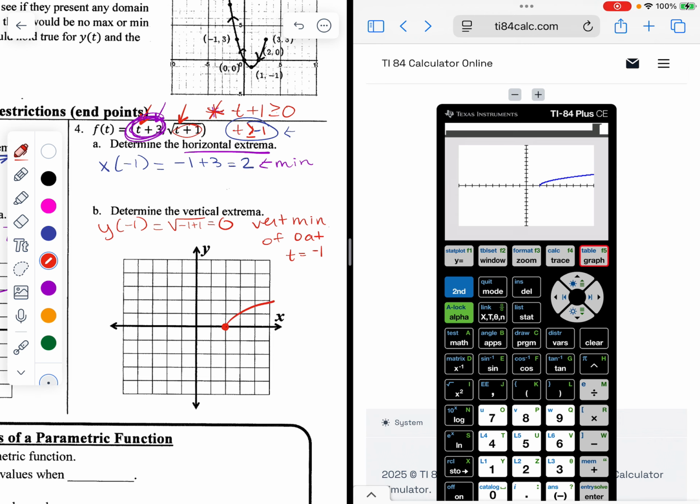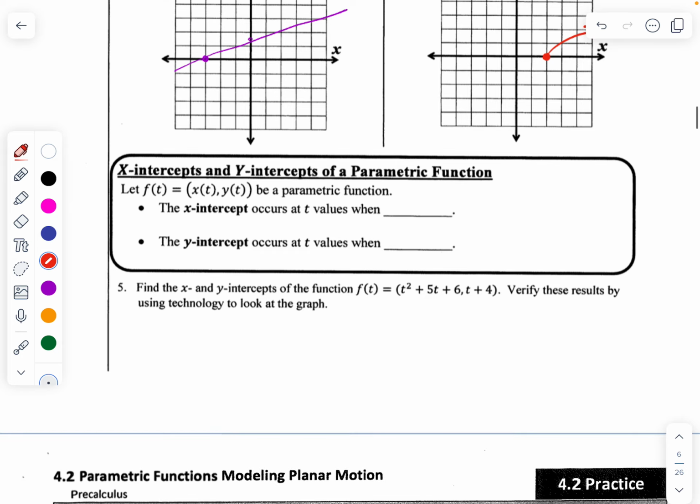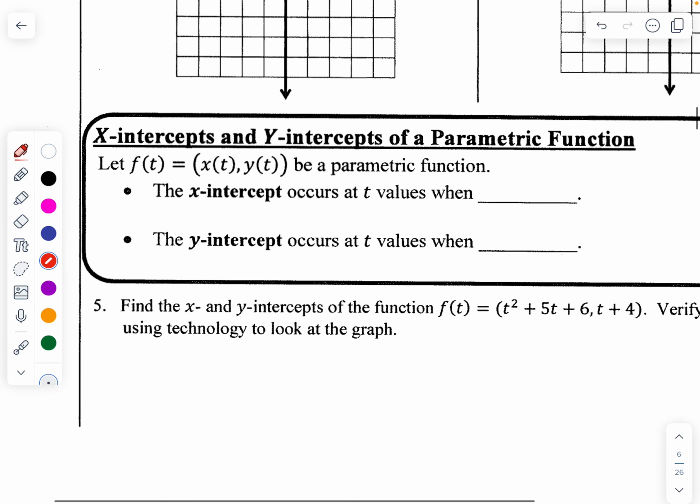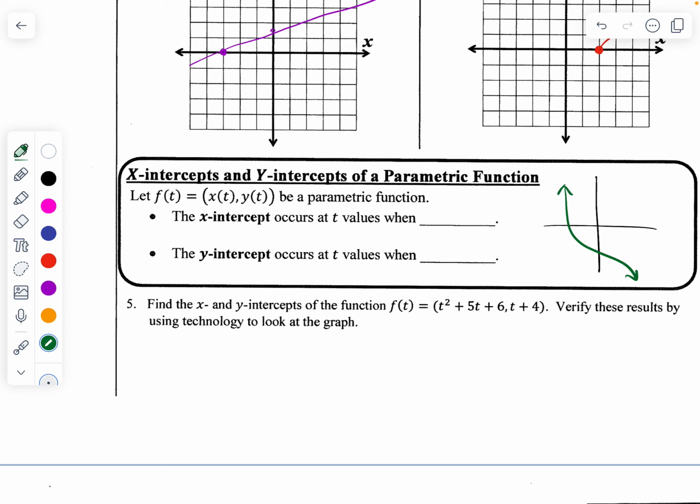Okay, so let's wrap this up. We're going to talk about x-intercepts and y-intercepts of parametric functions, very similar to x and y-intercepts of any graph. So let's visualize a graph that looks maybe like this. I see this point. I don't know exactly what x is, but I know it's (x, 0) because it's on the x-axis.